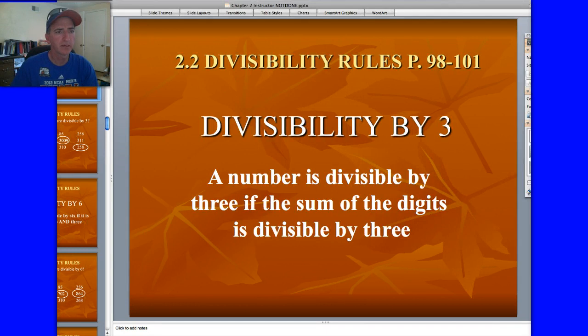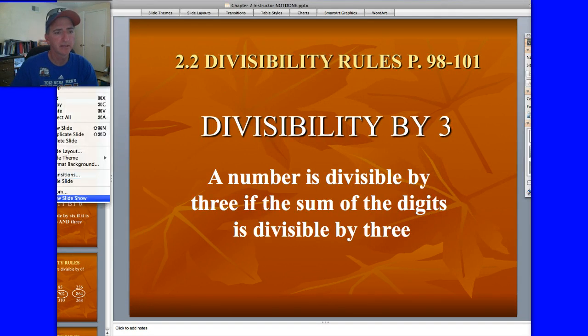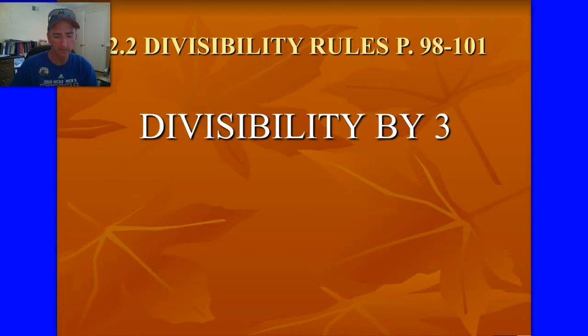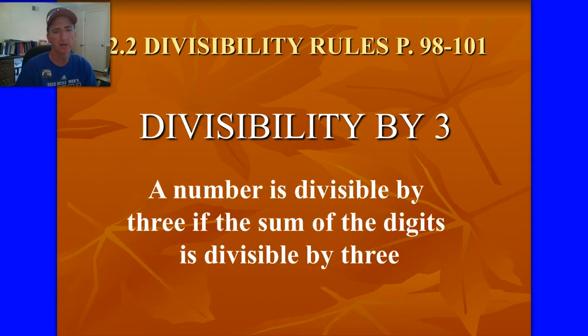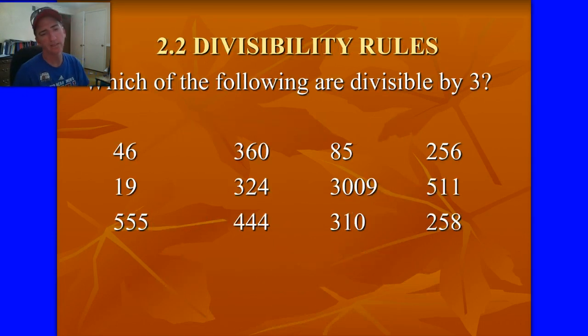Okay, so I'm going to try to get back to my presentation here. There we go. I think that's where we are. All right, so with that rule, hit pause, circle the numbers that are divisible by 3 as fast as you can.